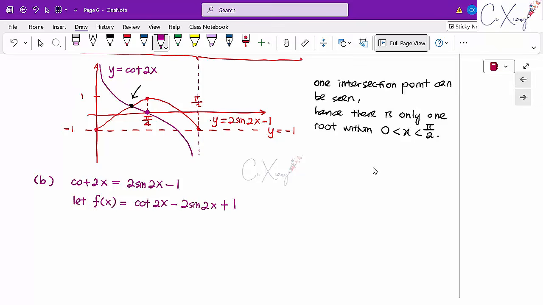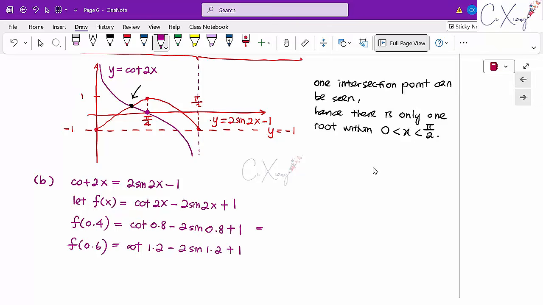Okay, then what they want us to prove is the root is between 0.4 and 0.6. So what I am doing here is I substitute 0.4 into our equation. So 0.4 times 2, you're having 0.8. This is also 0.8, then plus 1. Okay, then after that, you substitute 0.6 as well. So try to use the calculator and press the answer.